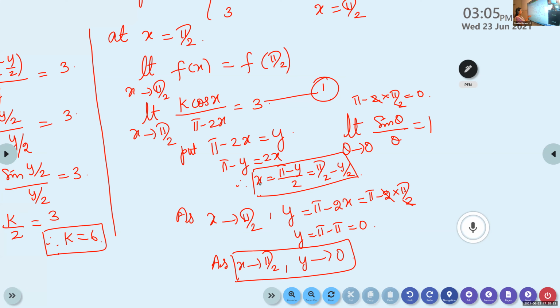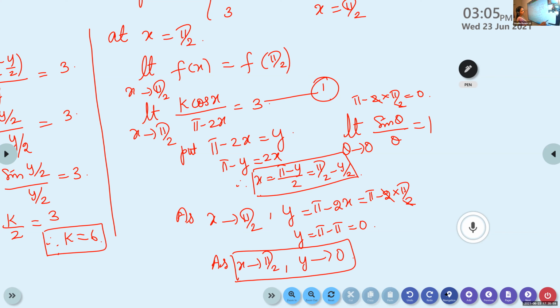As x tends to pi by 2, y is equal to pi minus 2x, which is pi minus 2 into pi by 2. The 2 gets cancelled, so we get pi minus pi, which is 0. So as x tends to pi by 2, y tends to 0.